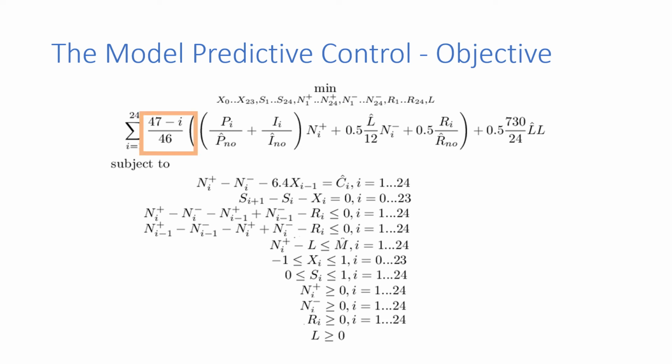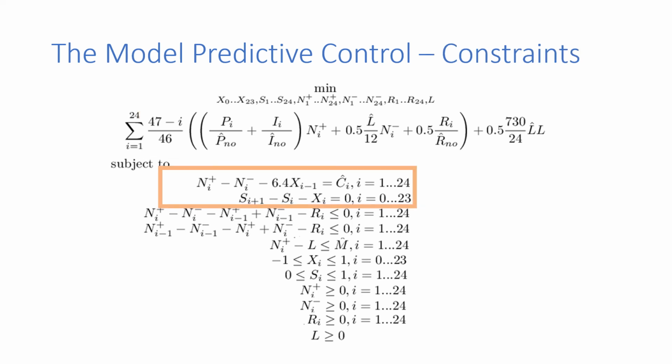Finally, I noticed that the error in C hat i after 24 steps is almost double the error in C hat i after a single step. So I use this factor in the objective to reduce the effect of the error in the late estimates.